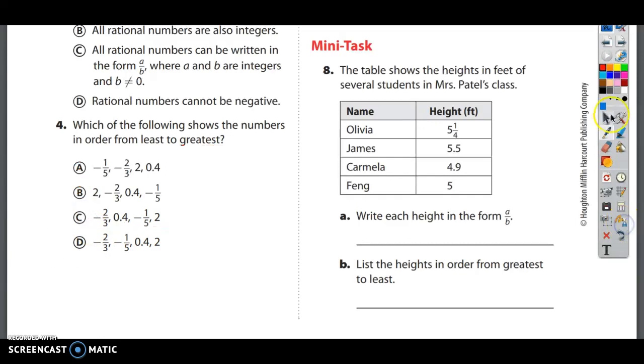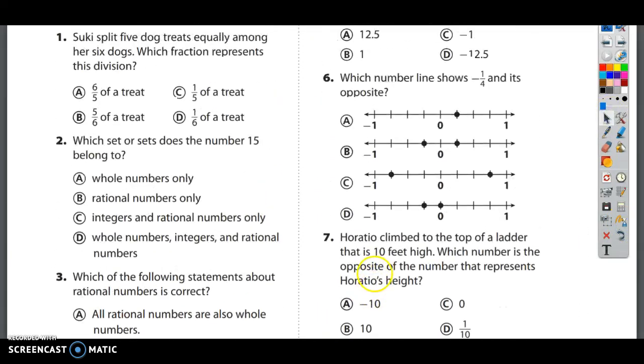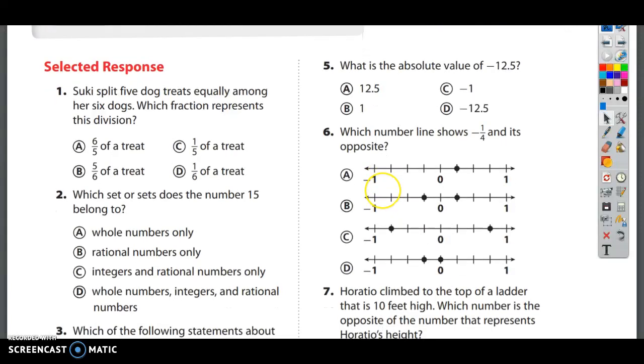Alright, let's go to the next column over. We're on numbers 5 and 6. 5 reads, what is the absolute value of negative 12.5? Well, how far away is that from 0? Because that's what absolute value means. Number of spaces away from 0. Negative 12.5 is 12.5 spaces to the left of 0. The answer is A.